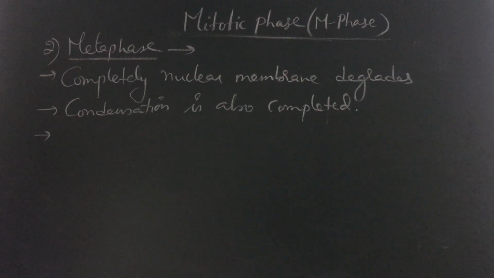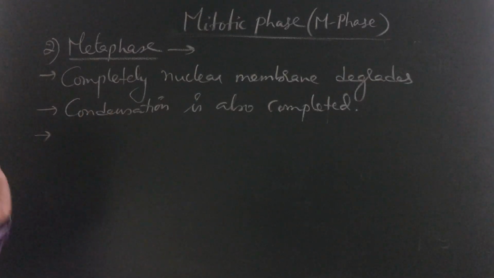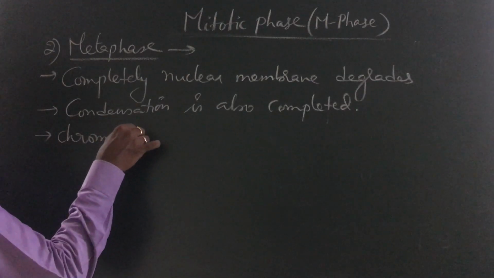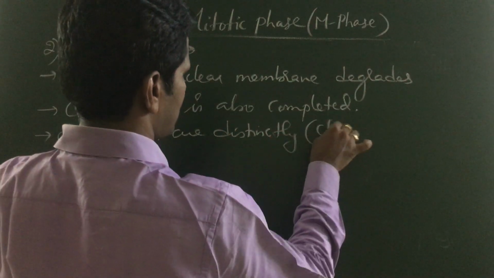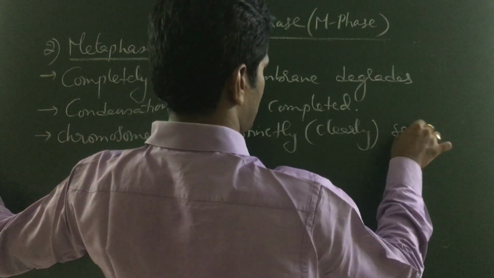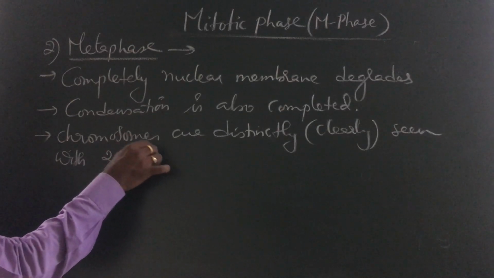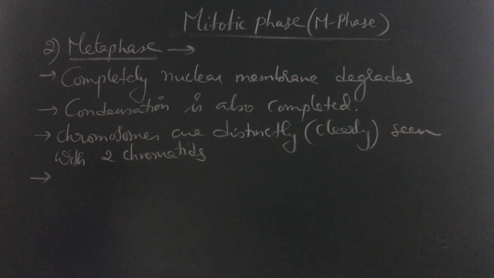Next, chromosomes are distinctly seen with two chromatids under the microscope. If you see clearly in the microscope, chromosomes are clearly observed with two chromatids.